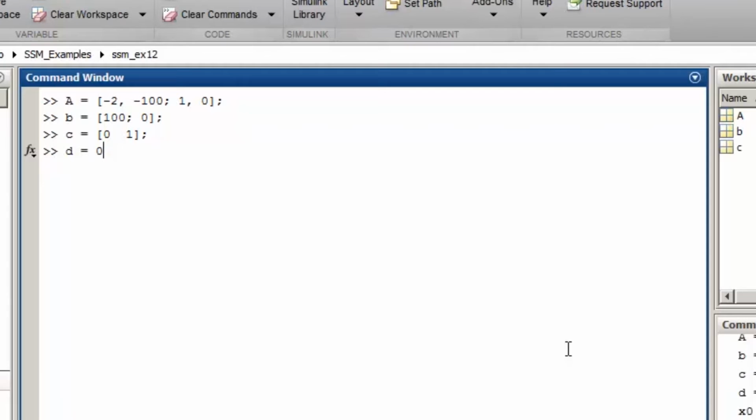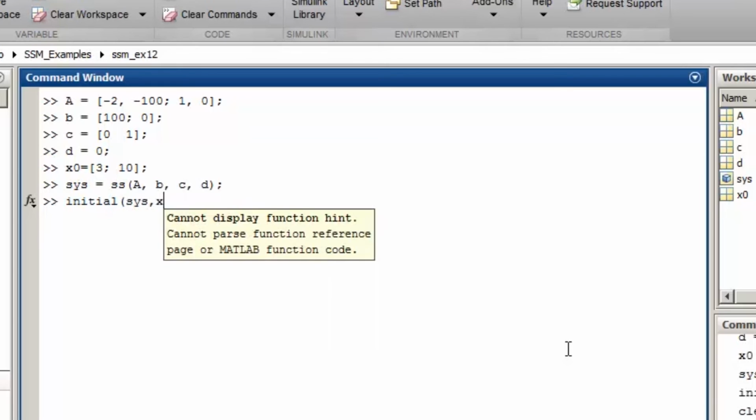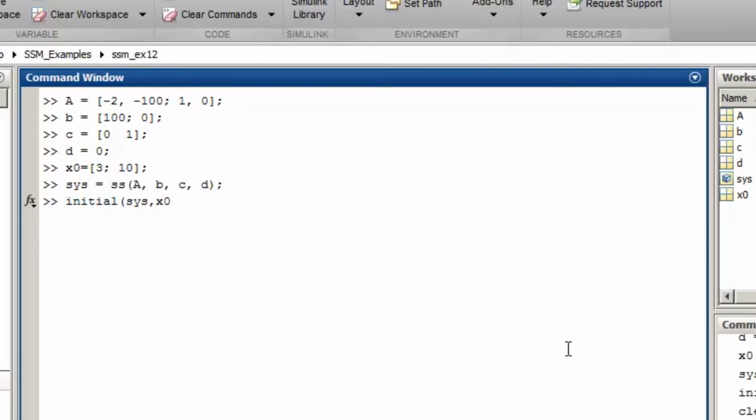and D is 0. For a natural response, I also need initial conditions, which I'll put in a vector named x0. So x0 is going to be a column vector. The initial condition of the first state is 3, and the second state's initial condition is 10. I'll create a structure that's a model of the system, so sys is equal to ss of A, B, C, D. And finally, the initial command will calculate the natural response and plot it. So initial of sys, comma, x0 is my initial condition.